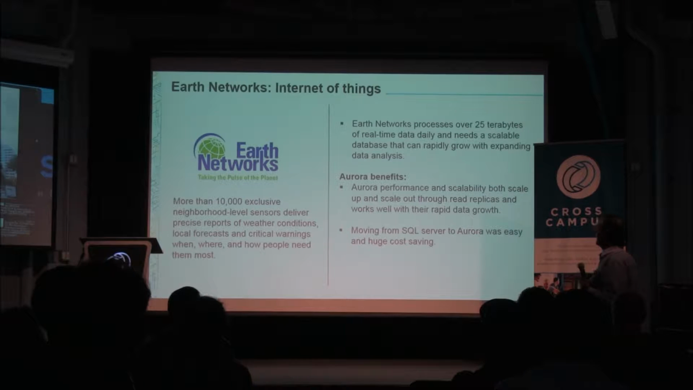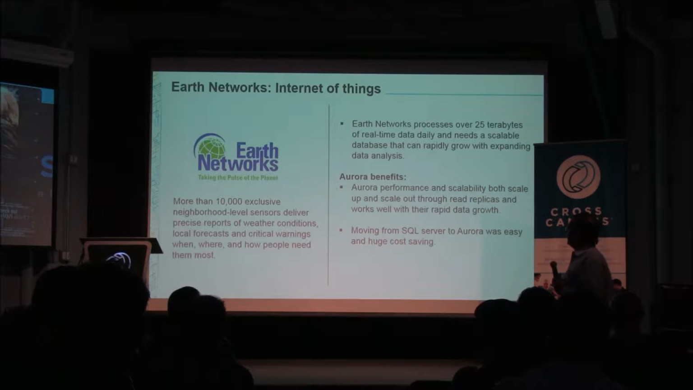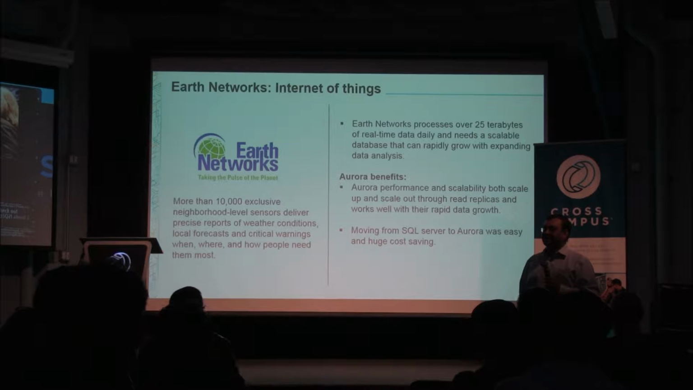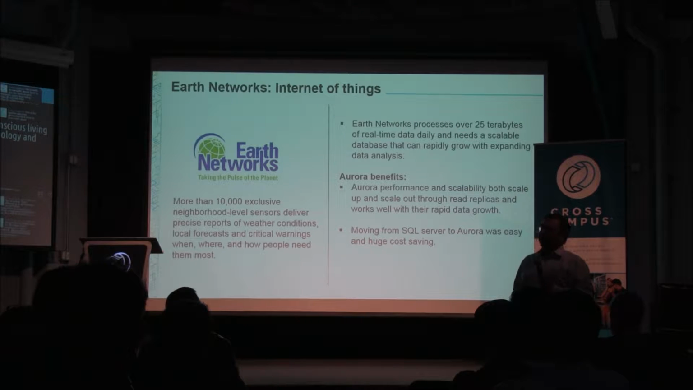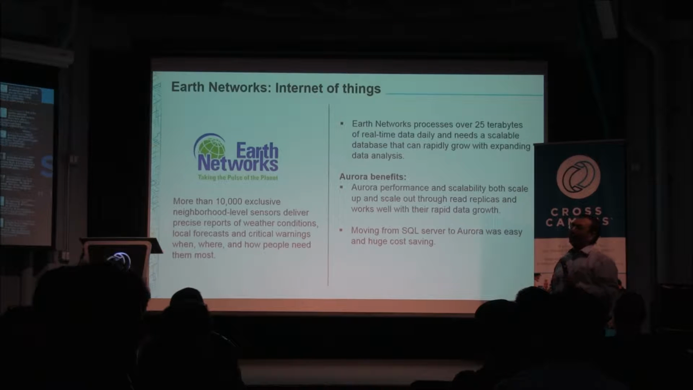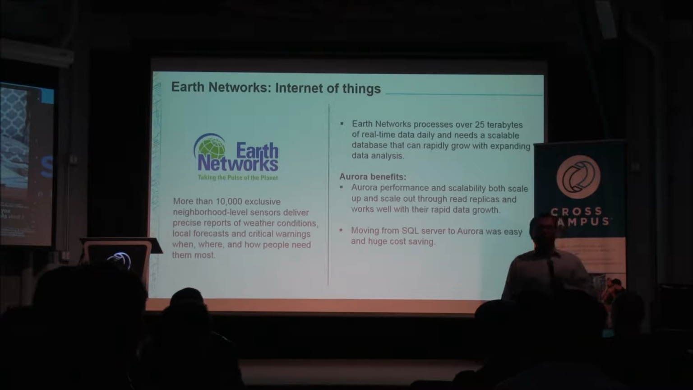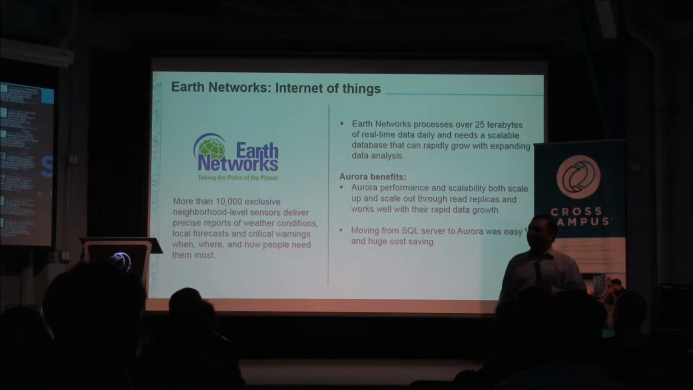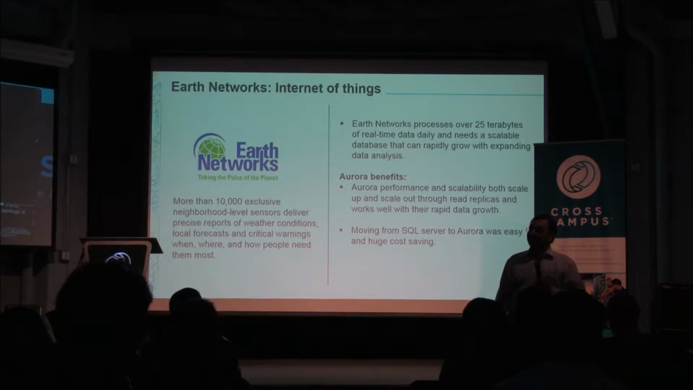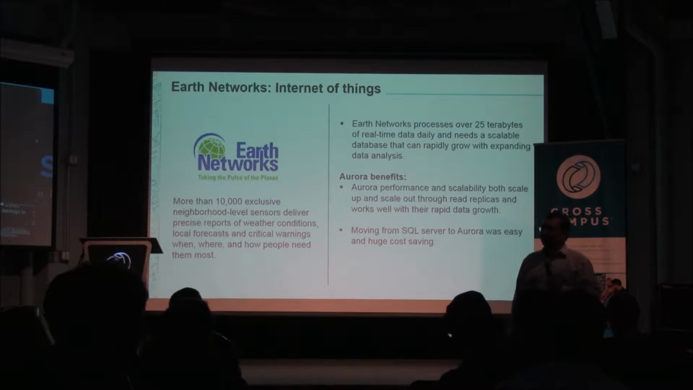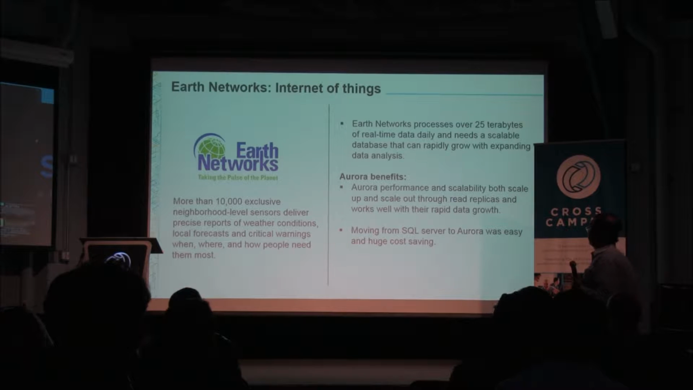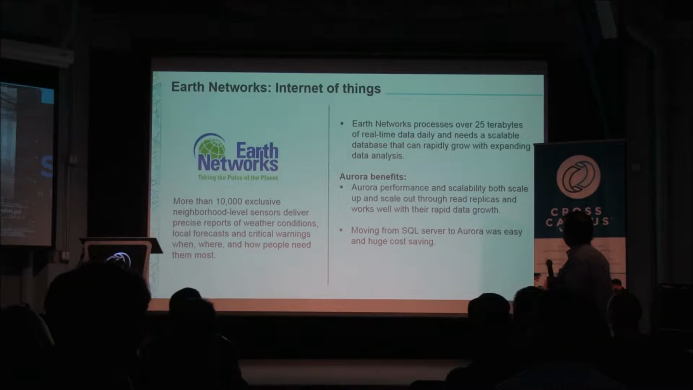Art Networks, this is an example where they have 10,000 neighborhood level sensors. They gather very fine-grained atmospheric information to provide very accurate weather forecasting on a localized basis. And the reason they like Aurora is that they have a lot of data that's coming in which they need to ingest and put in a database. So this is a very, very write-intensive application where they're streaming events from 10,000 sensors. They use Aurora to store that data, right? So it's another example of how people are taking advantage of Aurora.